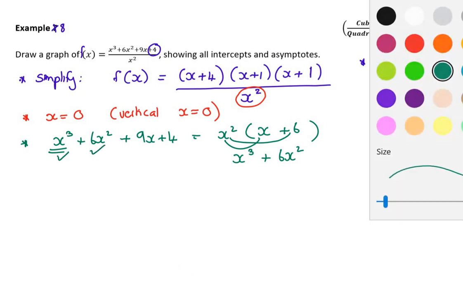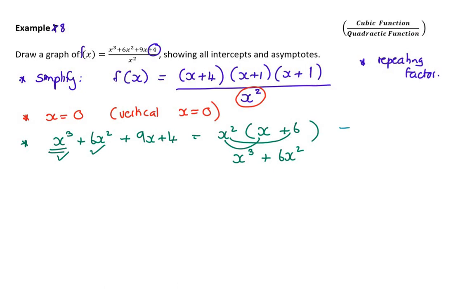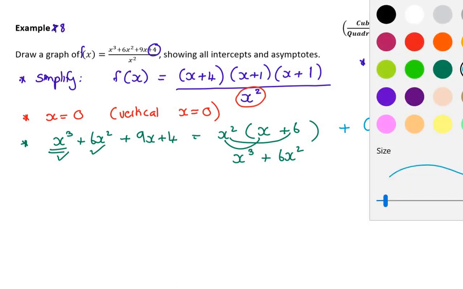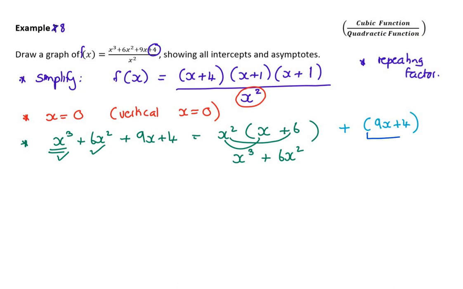So what's my remainder? My remainder is the fact that I need plus 9x plus 4. Now we have yet to see an example like this in sketching. This remainder can equal 0. So wherever 9x plus 4 equals 0 will be the point where this graph is going to go straight through the asymptote. So at x is equal to negative 9 over 4, my graph will cut my asymptote.